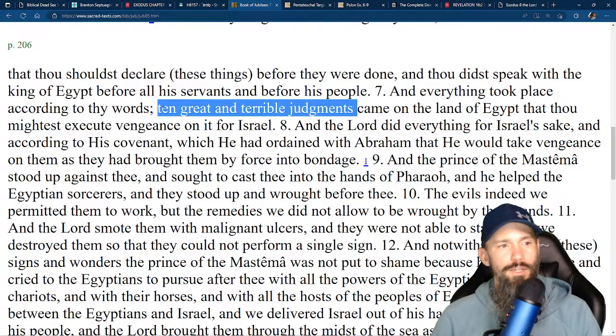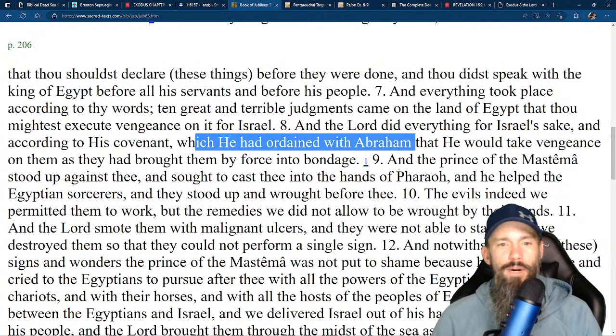That's why I love Jubilees. Look at that. Came on the land of Egypt, that thou mightest execute vengeance on it for Israel. And Yahuwah did everything for Israel's sake, and according to his covenant, which he had ordained with Abraham, that he would take vengeance on them, as they had brought them by force into bondage. His covenant, which he ordained with Abraham.